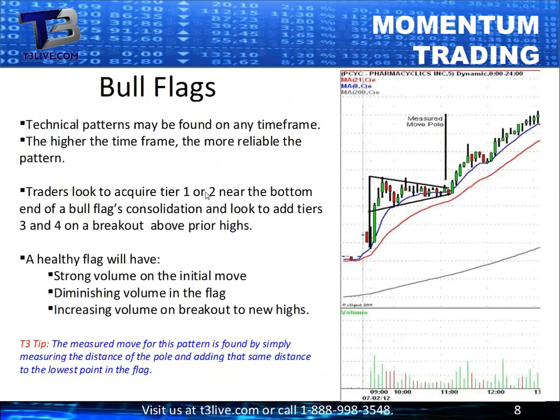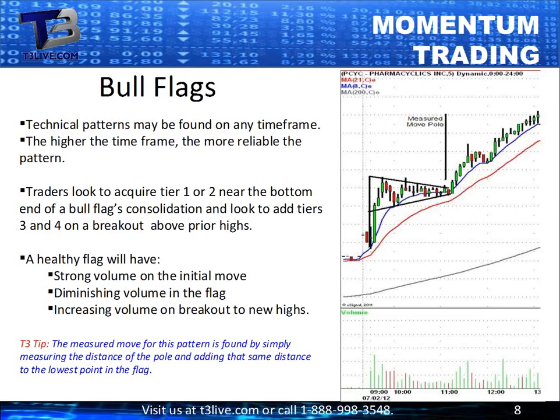Okay. Bull flags. Technical patterns may be found on any time frame. I like to use a 2-minute, a 5-minute, and a daily. Those are the 3 that I consistently use when I'm trading. In the morning for the first half hour, I keep it around a 2-minute, sometimes a 1-minute. And then after the first half hour is built, then I look for my 5-minute trades. And the daily gives me a broader picture of the overall direction I think the stock is going to go. So for the intraday momentum trading, I'm looking at a 2 and a 5.